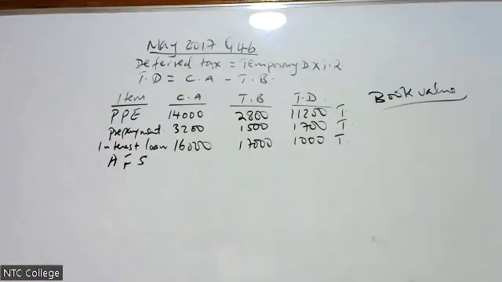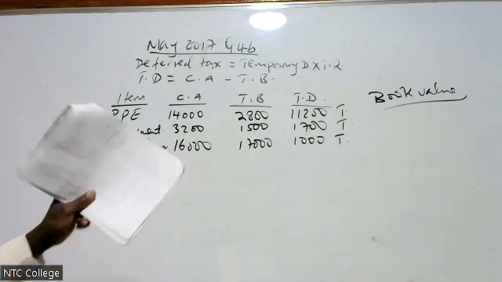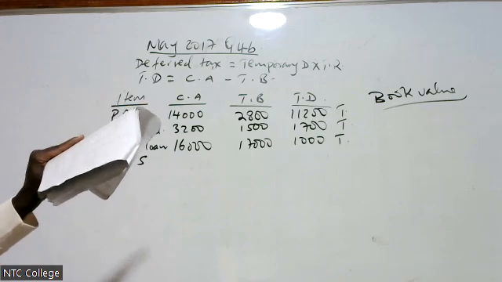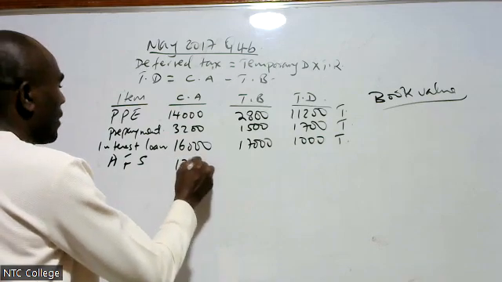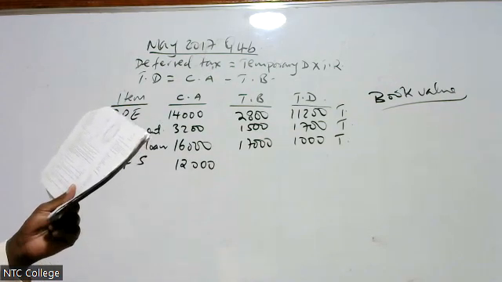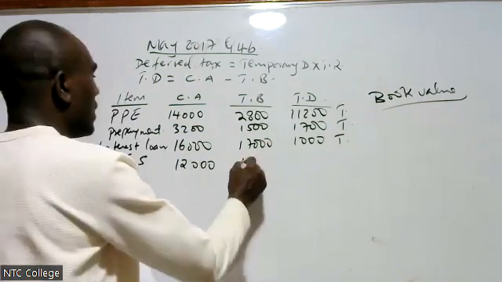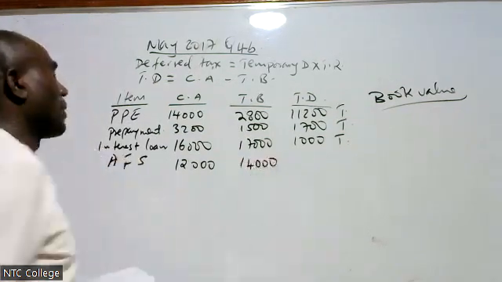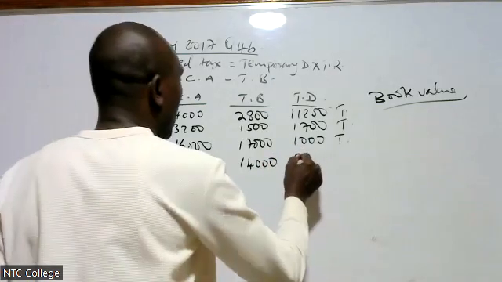Then the next is a financial asset that is available for sale. Available for sale financial assets. When I check from the balance sheet, available for sale financial assets, it has 12,000 from the balance sheet under non-current assets. When I check in the tax base, examiner is saying the tax base is 14,000. Then what is the difference? Of course, the difference is 2,000.